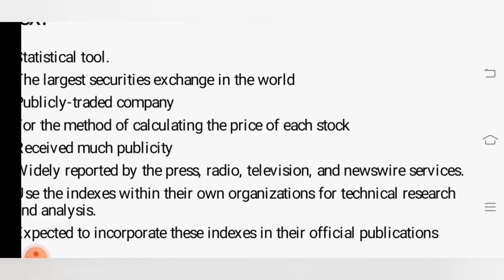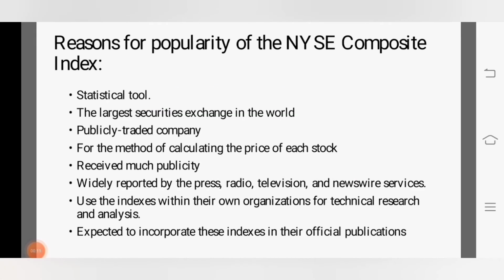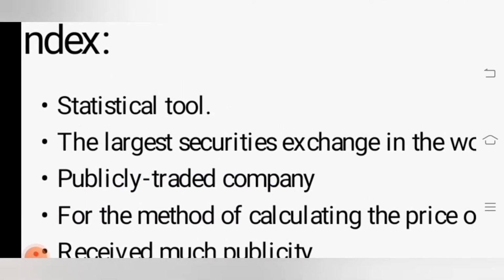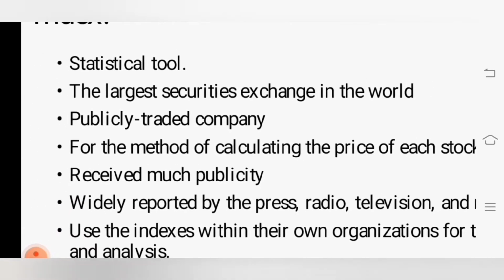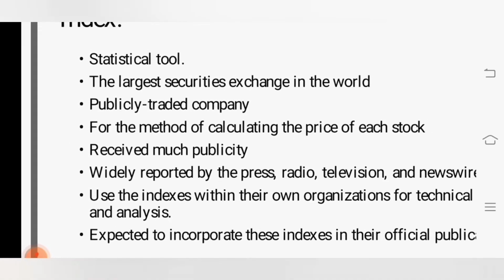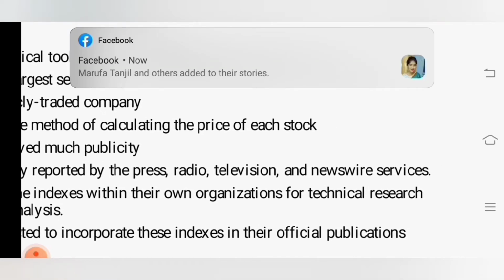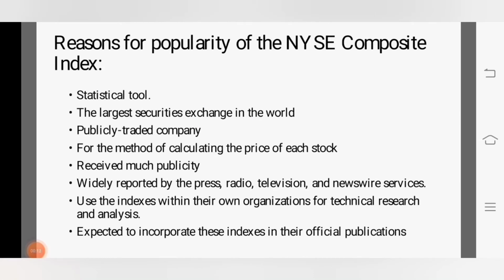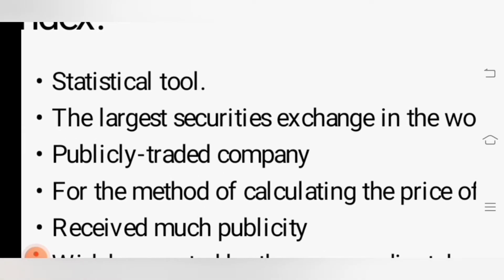Fourth reason is in this composite index, by the number of shares listed, the price of each stock is weighted. And these stocks have received much publicity and are widely reported by the press, radio, television and newswire services. Reason number 5 is an increasing number of brokerage firms for their technical research and analysis use the indexes within their own organizations. Reason number 6 is several government agencies are expected to incorporate these indexes in their official publications.